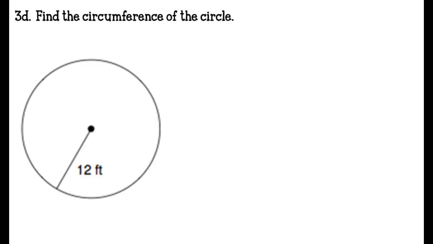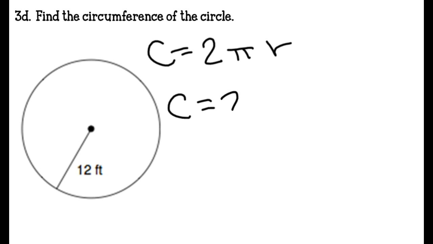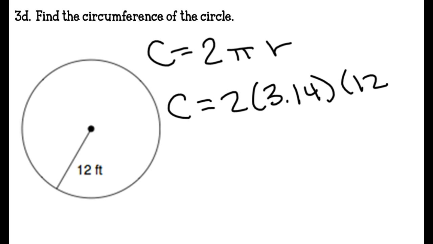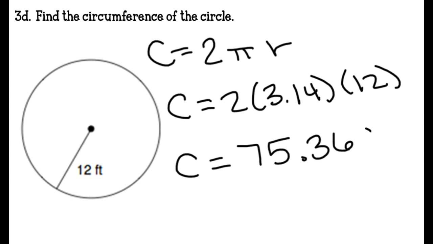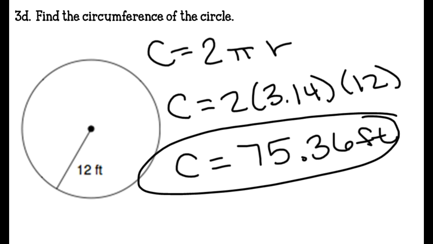3D, find the circumference of the circle. So I'm given the radius, so I'm going to use c equals 2 pi r, and I take c equals 2 times 3.14, and my radius is 12, and I multiply all of that together. You can use your pi button, but you will get different rounding than what I would get. Just something to think about as you figure out if you're going to hit the pi button or 3.14. And you will get 75.36 feet. Circle it, and that's my answer.